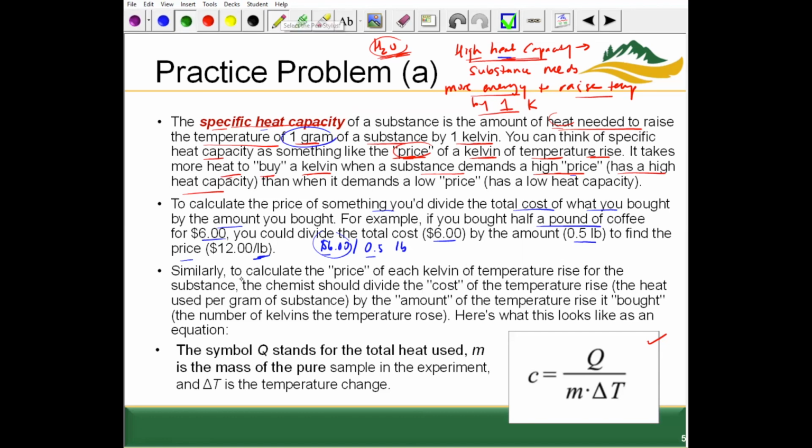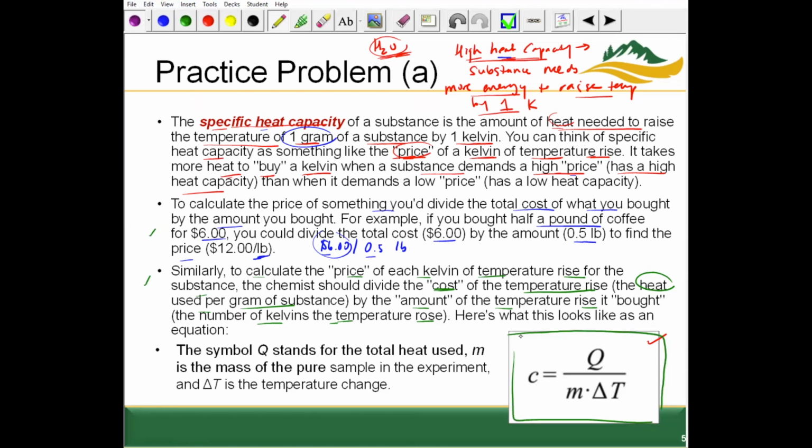Similarly, to calculate the price of each Kelvin of temperature rise for the substance, the chemist should divide the cost of the temperature rise, in this case the heat used per gram of the substance, by the amount of temperature rise it bought, or the number of Kelvin the temperature rose. So this is helping us set up how we get the equation for specific heat capacity.